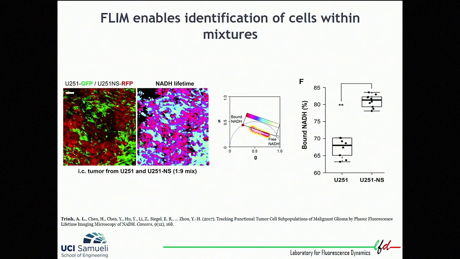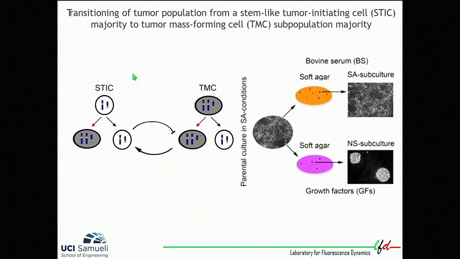And what we see here is the population expressing the green fluorescent protein, the U251 cells, versus the neuronal spheroids, which are in red. And we have a spatial heterogeneity. Essentially, we map exactly where these types of tumor cells are within the tumor tissue. And again, we see that the neuronal spheroid has a higher bound NADH versus the tumor mass cells that have a lower bound NADH. So the theory here is that transitioning of tumor populations happens within subcultures.